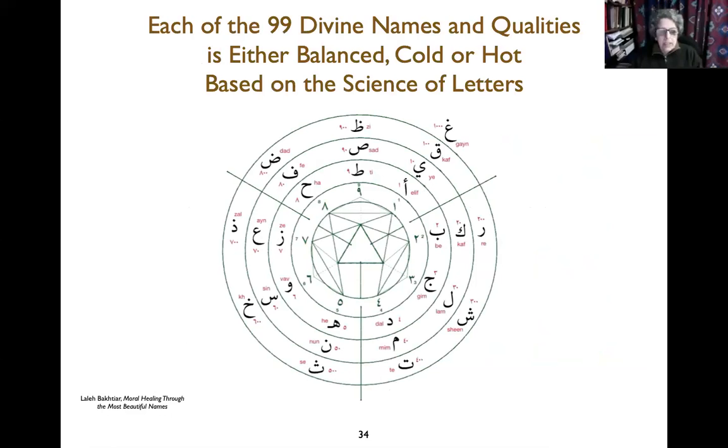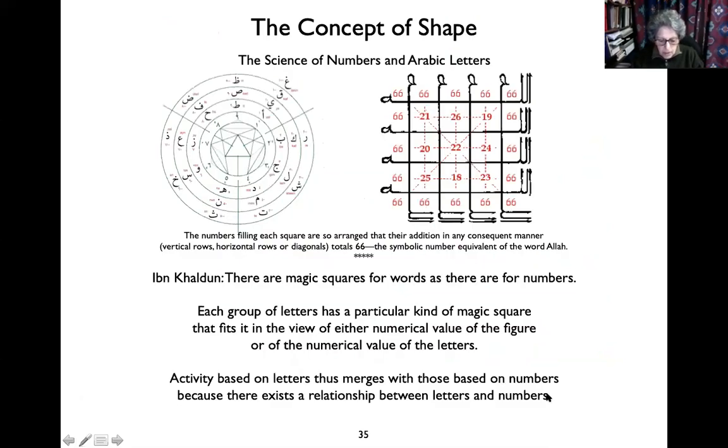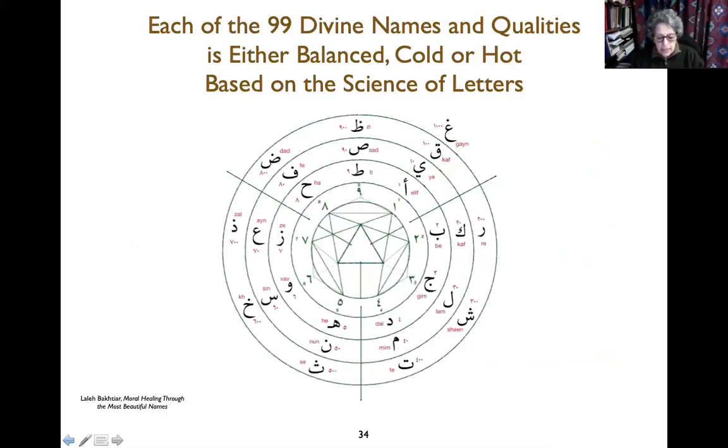So each of the 99 divine names and qualities is either balanced, cold, or hot, based on the science of letters. And that's what we studied extensively in the previous course. So I think the next one might have a chart of the letters and the elements of the letters, but it's in the other course, I think. Remember how we had earth, air, fire, and water, and then the letters that are matched to them? So that's also helpful. That could be added to this one.